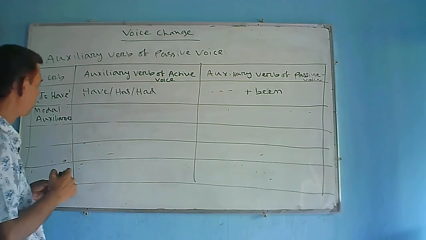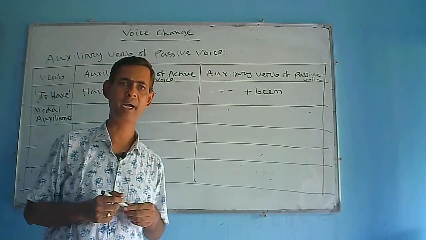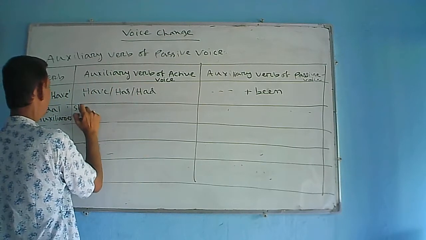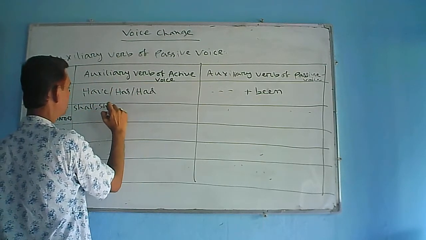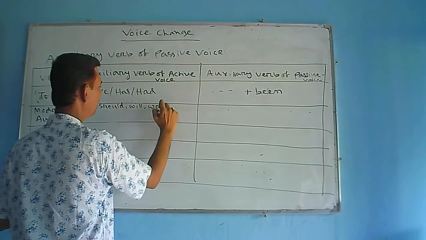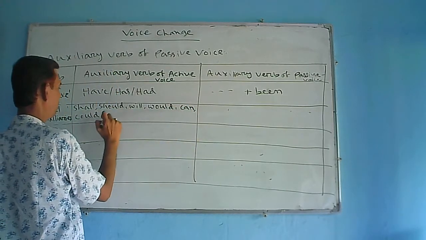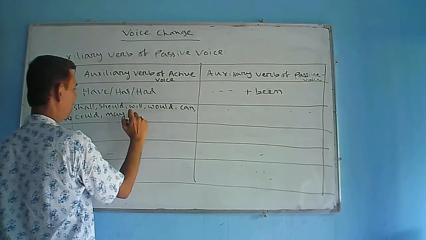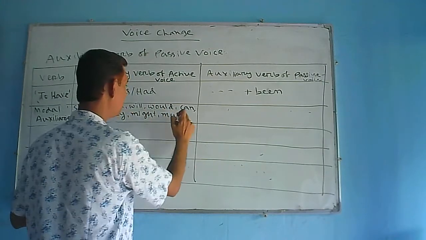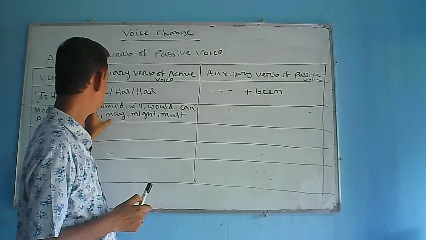Modal auxiliaries. What are the modal auxiliaries? Shall, should, will, would, can, could, may, might, must. These are the auxiliary verbs of active voice.